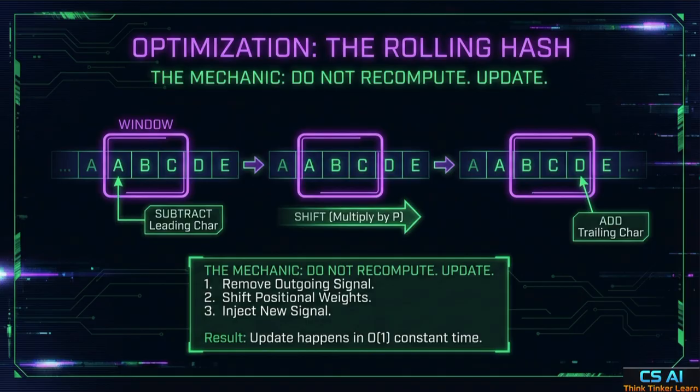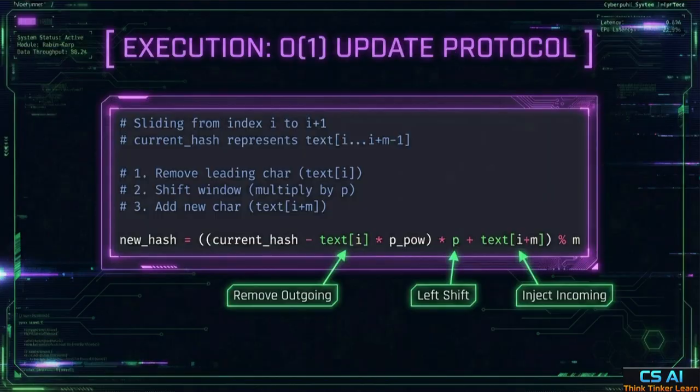In a rolling hash, we subtract the leading character, the outgoing signal. We shift the positional weights, which is multiplying the whole thing by p, and then finally we inject the new trailing character, which is the incoming signal. Because we are only doing basic arithmetic at the edges, the update happens in O(1) constant time. We can slide across a billion character file and update our signature at every single step almost instantly.